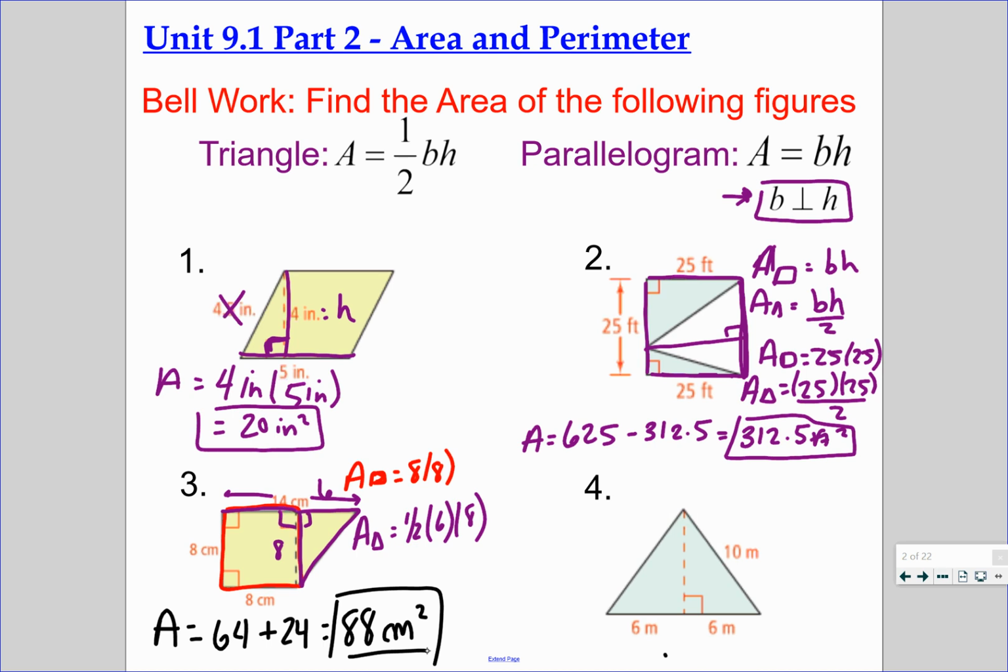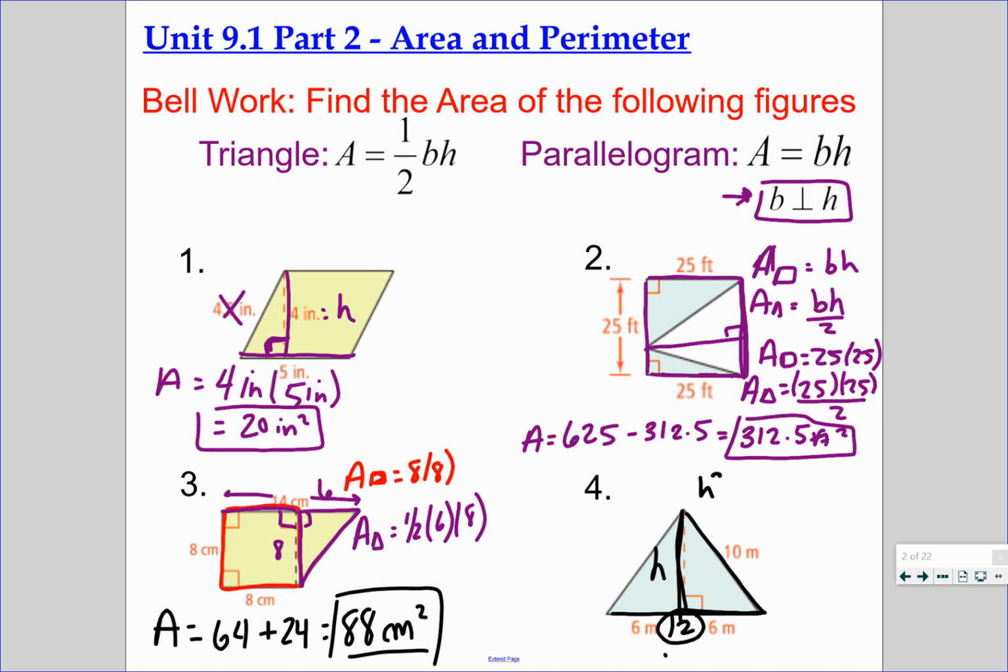Last but not least, we have this triangle over here. This would be the height of our triangle, and then this would be the base of our triangle. We can see that our base is going to be 12 because it'd be the 6 and the 6. But our height is not 10, and our height is something we need to find. But if you look here, this is a right triangle over here. So we can go ahead and use the Pythagorean theorem to solve for h.